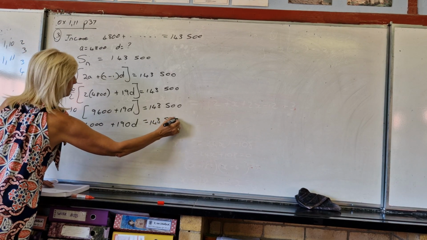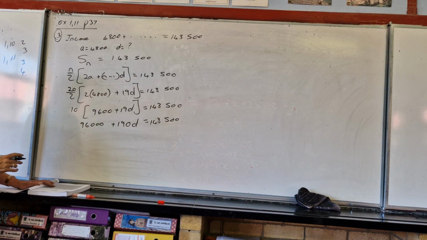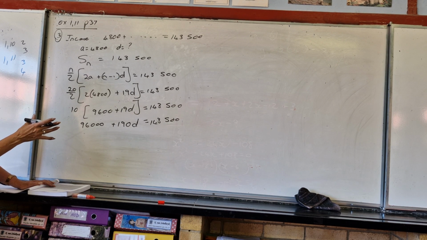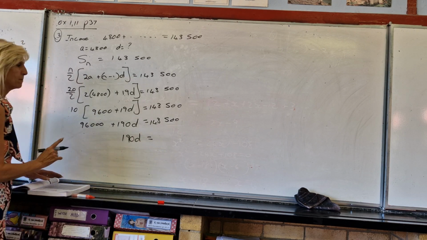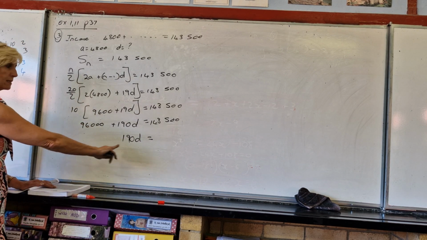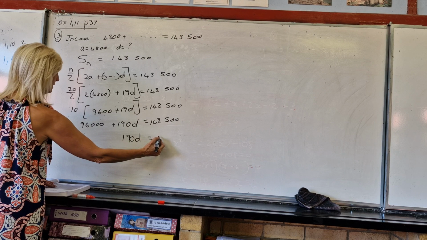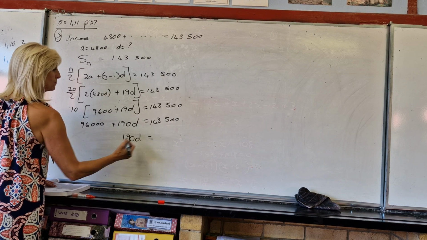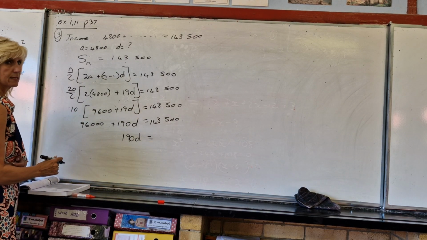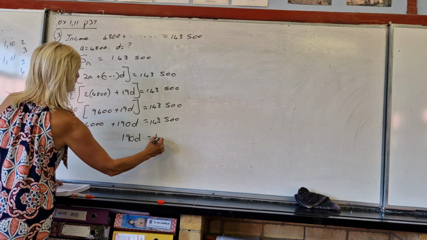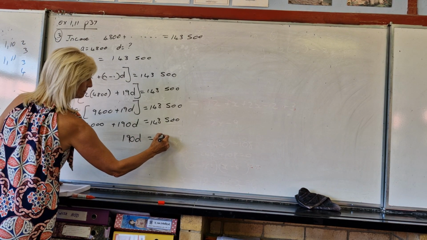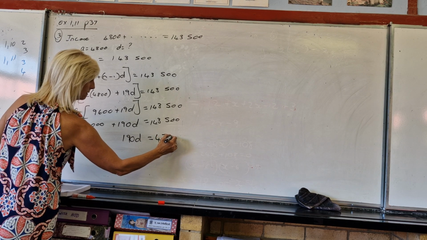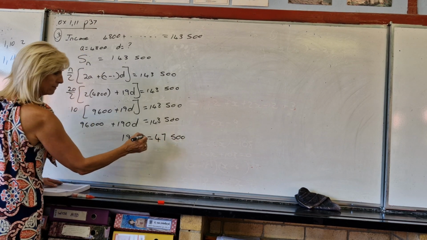Agreed? Okay. Linear? Yes, it's linear, right? Happiness, and we've got to subtract. How much is that, please? 143,500 minus 96,000. That's 47,500.